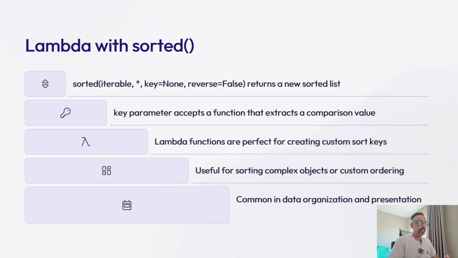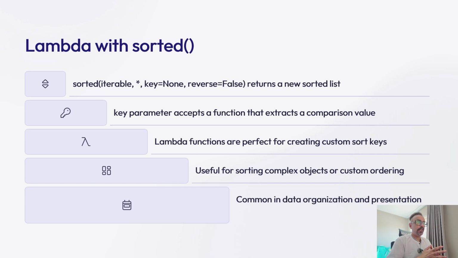So it's a key parameter which accepts a function that extracts a comparison value from each item, allowing for custom sorting logic. Lambda functions are ideal for creating these key functions since they are typically simple transformations. In data analysis and machine learning, custom sorting is frequently needed for organizing results. The combination of sorted and lambda gives you the flexibility to sort data by any criteria you need without defining a separate function for each operation.